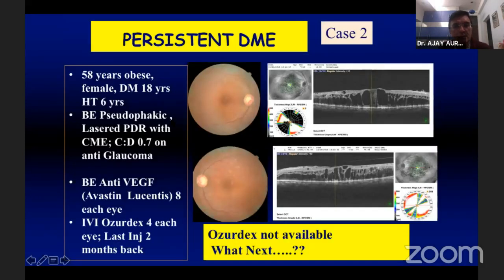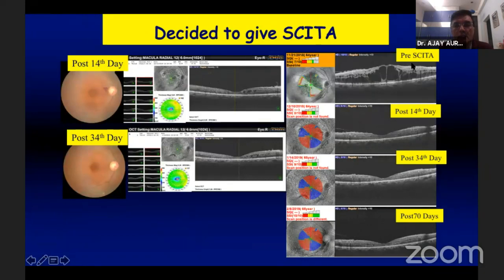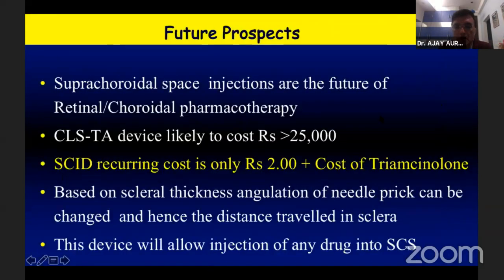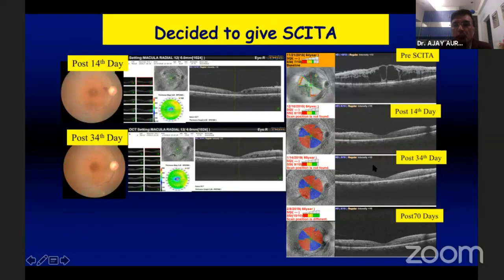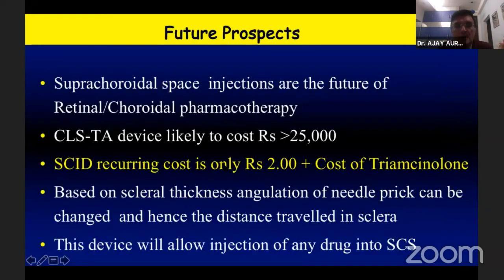And this was a dramatic case of a patient who was diabetic, hypertensive, pseudophakic, lasered, and also glaucomatous, who had received Avastin, Lucentis, and Ozurdex, and then Ozurdex was not available. This is the right eye, that's the left eye, and it had all the biomarkers for a steroid injection benefit. So this is pre-operatively, then day 14, day 34, day 70. We had to repeat it after the 88th day. The patient did pretty well.